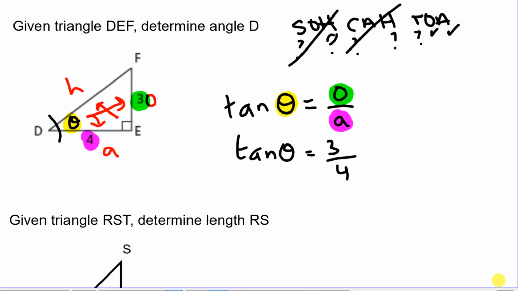And then I need to isolate my unknown. So just like we do in every other situation, I have to undo whatever operation is being done. But the operation here is actually a tangent. Not a plus, it's not a minus. Tangent is an operation.